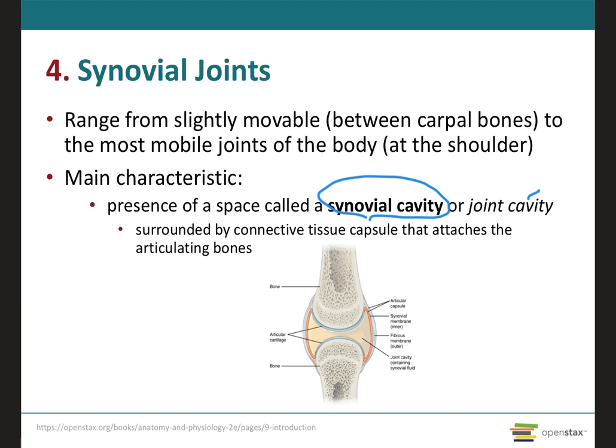This space is important because it will allow this type of joint to be more movable than the other joints in the body. In fact, the synovial joints between the carpal bones have very limited movement, but the shoulder joint can move more freely in all directions. Also, this synovial cavity is going to be surrounded by a connective tissue capsule that will attach the articulating bones, and we will talk more about this in the upcoming slides.